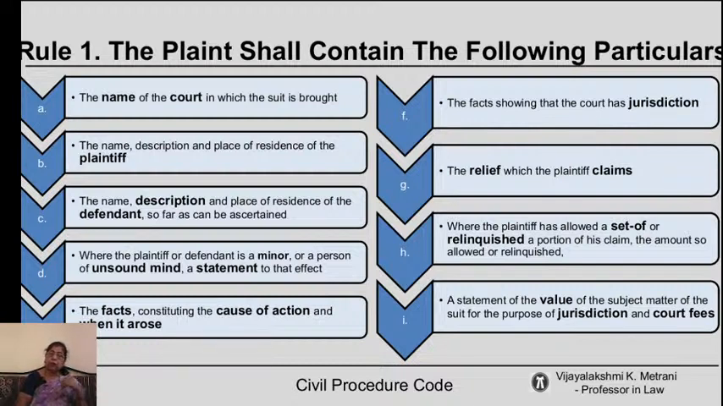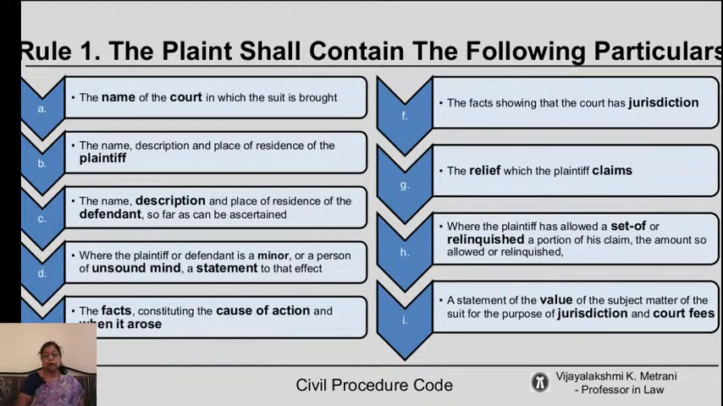Then if the plaintiff has allowed a set off, suppose he has dues, he is due to be paid some money by the defendant, and therefore he has applied to the court, and he says that I will set off a particular part of my claim. Or if he relinquishes a portion of his claim, then the amount so allowed or the amount which is relinquished has to be stated clearly.